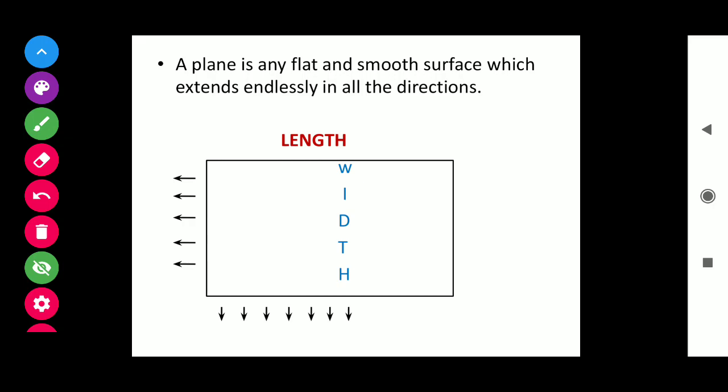Now a plane has two dimensions. One is length and the second one is width. So what is the length? This one is called length. And this one is width. These two widths of the plane will be the same, and these two lengths will also be the same.